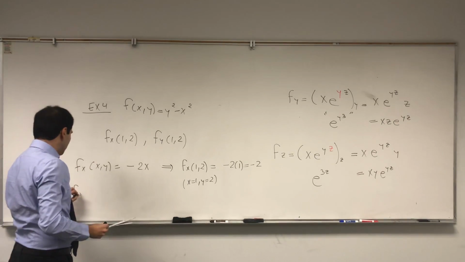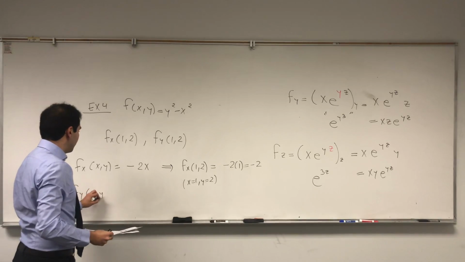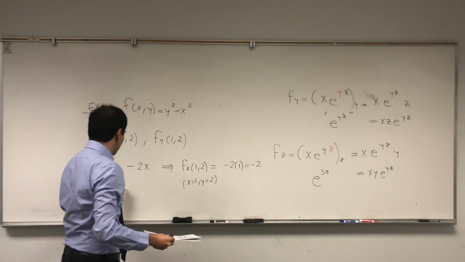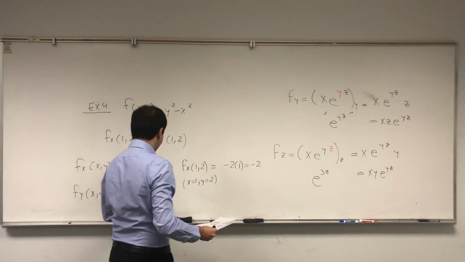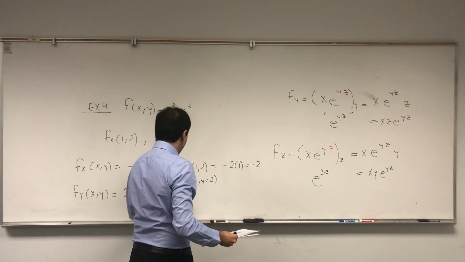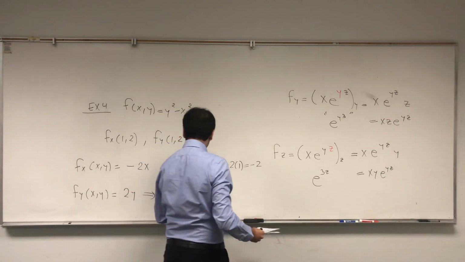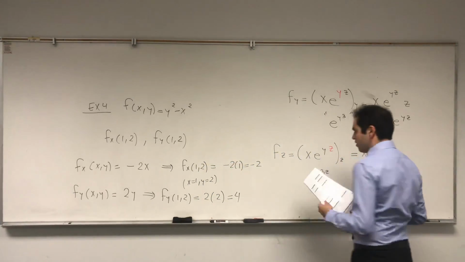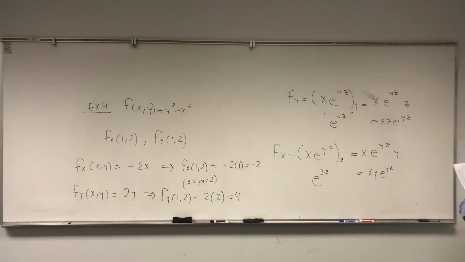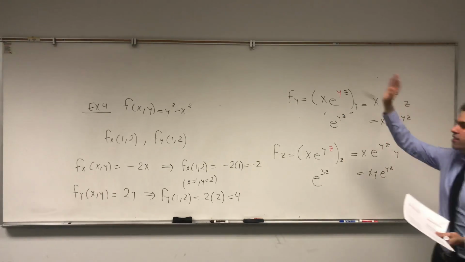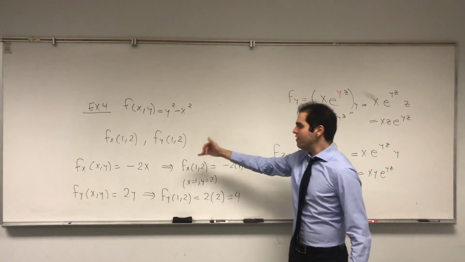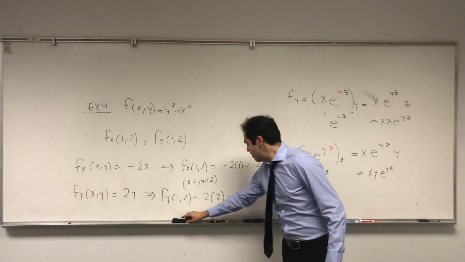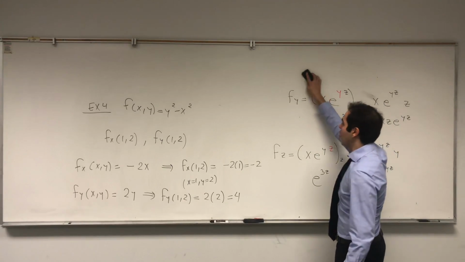And similarly, the derivative of f with respect to y, here you get 2y minus 0, which is 2y. So in particular, at this point, you get 2 times 2, which is 4. So in other words, with this particular function, the derivative of f with respect to x at the point is minus 2, and with respect to y at that point is 4.